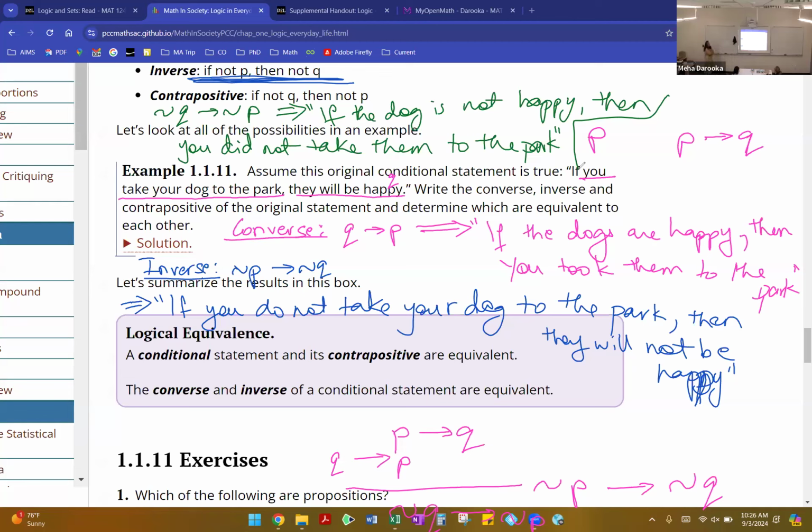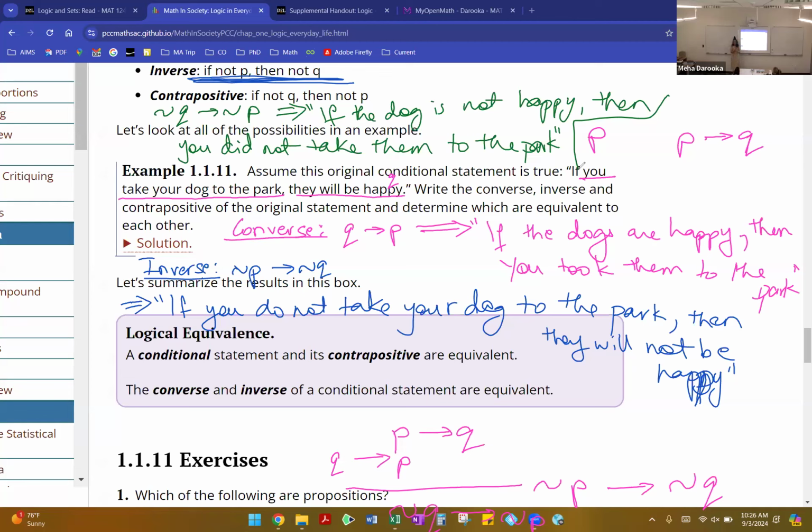Because we're talking about the original conditional statement we started out with being equivalent to the very last one, which was the contrapositive. So if the original statement was, if you take your dog to the park, they will be happy, the condition is take them to the park. The result is they're happy. The contrapositive, the green one we wrote at the end, says, if the dog is not happy, then you did not take them to the park, right?